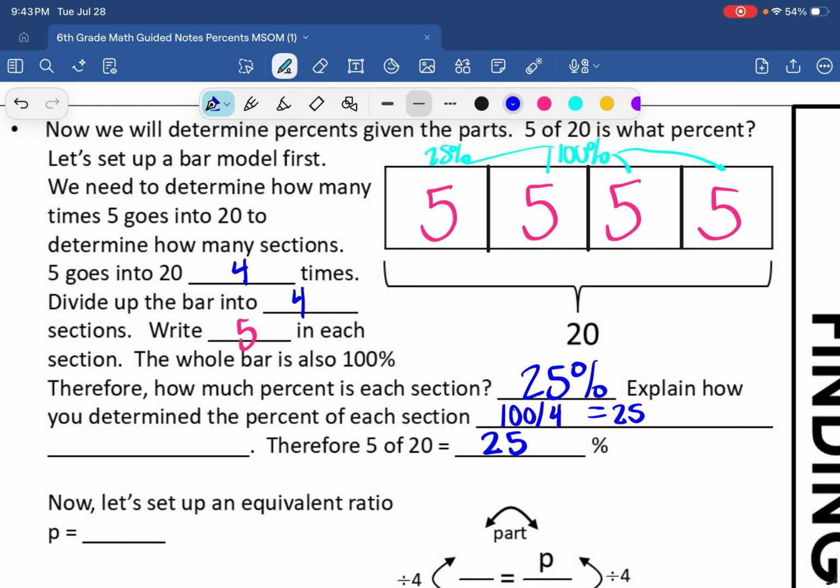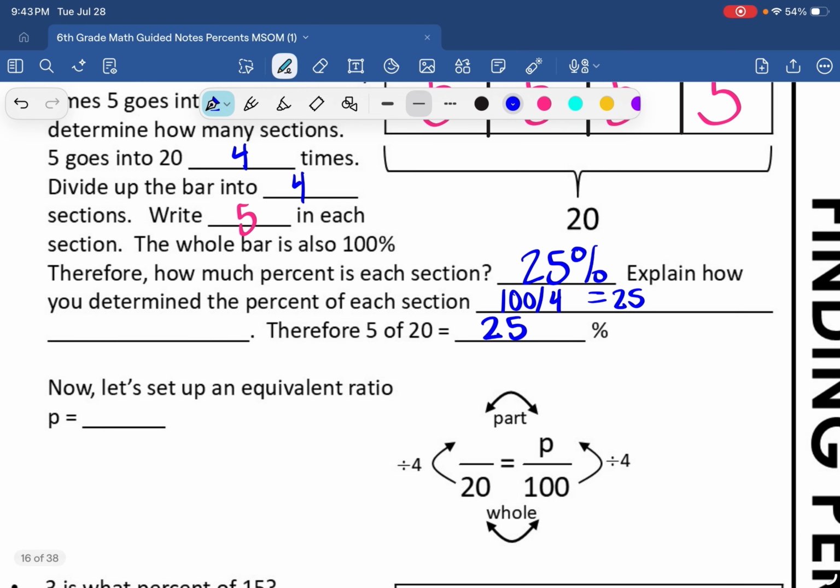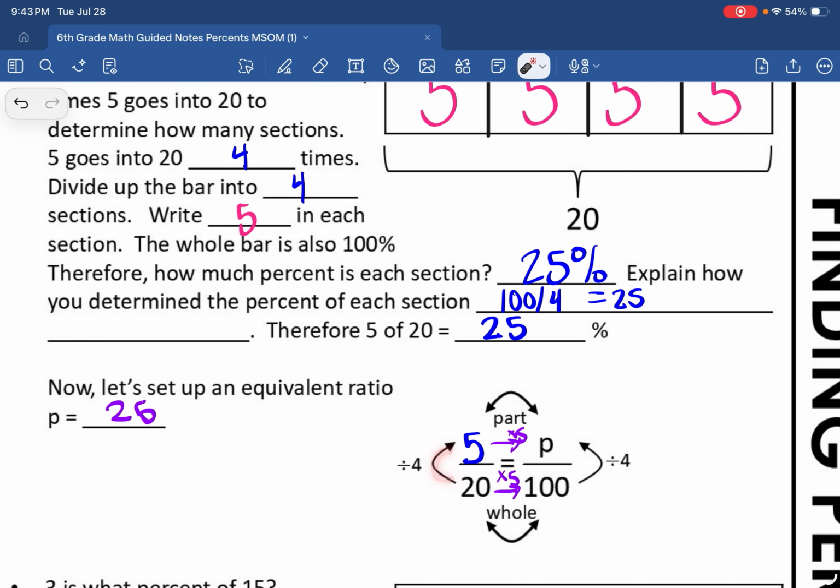Let's set this up using equivalent ratios. This time, I know my part is 5 out of 20. I don't know my percent though. That is my unknown. I can solve it the same way looking for multiplicative factors. I notice that 20 times 5 is 100, so 5 times 5 will be 25.